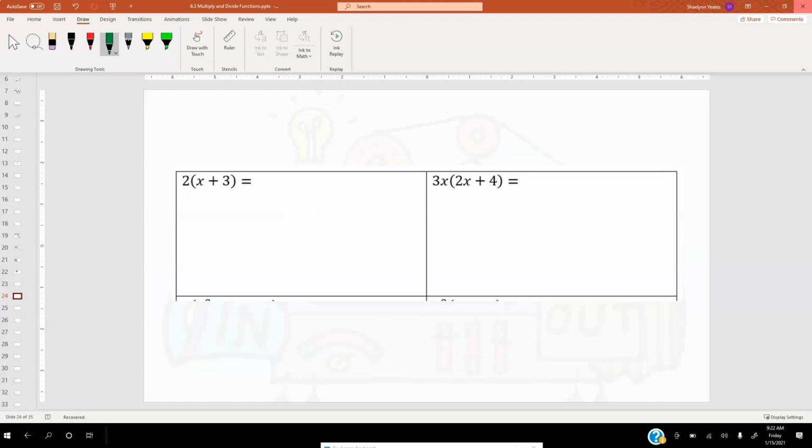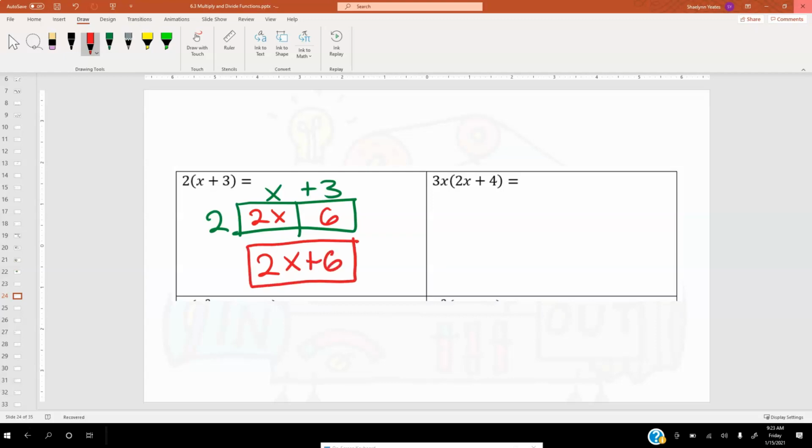Okay, so here we've got 2, and then here's my box. We've got x plus 3 in the top. So I've got 2 boxes for this one. So this is going to be 2 times x is 2x. And 2 times 3 is 6. They're not like terms, so I can't add them together, so my answer would just be 2x plus 6.